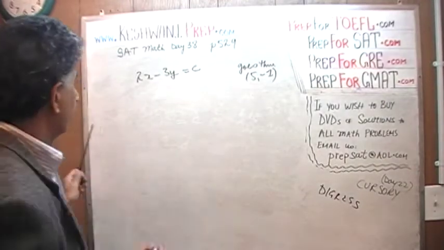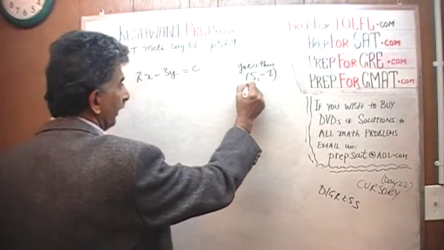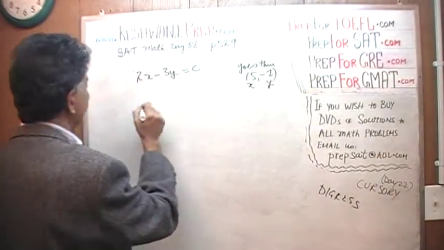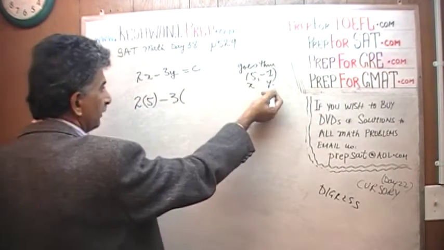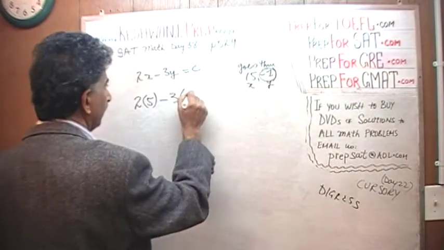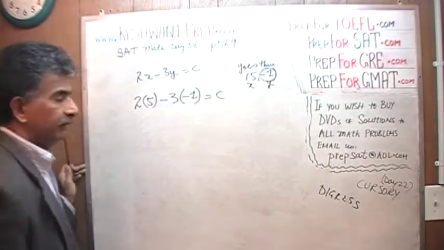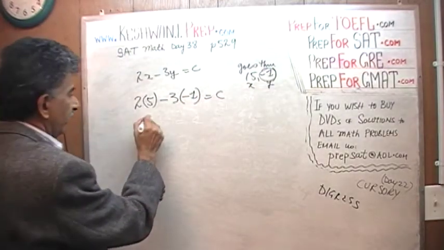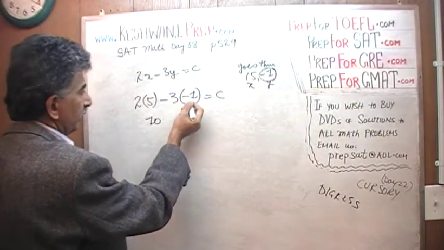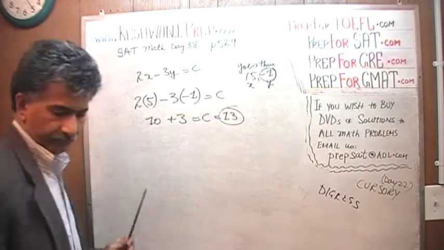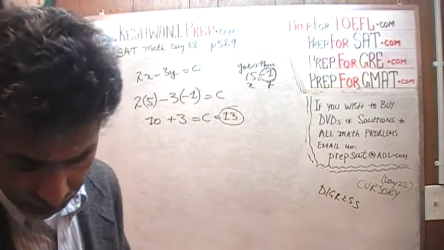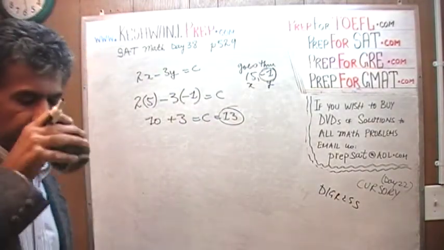Substitute the value of x equal to 5. This is our x, which is 5, and this is our y. So 2 times 5 minus 3 times y, which is negative 1, must equal c. That's it, we're done. 2 times 5 is 10, negative 3 times negative 1 is going to be positive 3, so c equals 13. That's all, c equals 13. Let's do the next one.